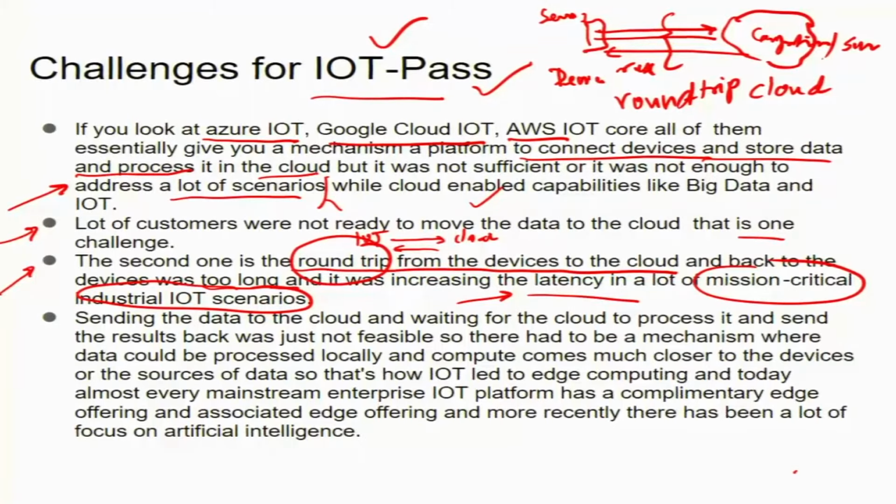So sending the data to the cloud, waiting for the cloud to process it and send back the result was not feasible. So there had to be a mechanism where the data could be processed locally and compute comes much closer to the devices or the sources of the data. That's how IoT led to edge computing. And today almost every mainstream organization or enterprise IoT platform has a complementary, associated edge offering, and more recently there has been a lot of focus on artificial intelligence. So let us see this particular scenario.